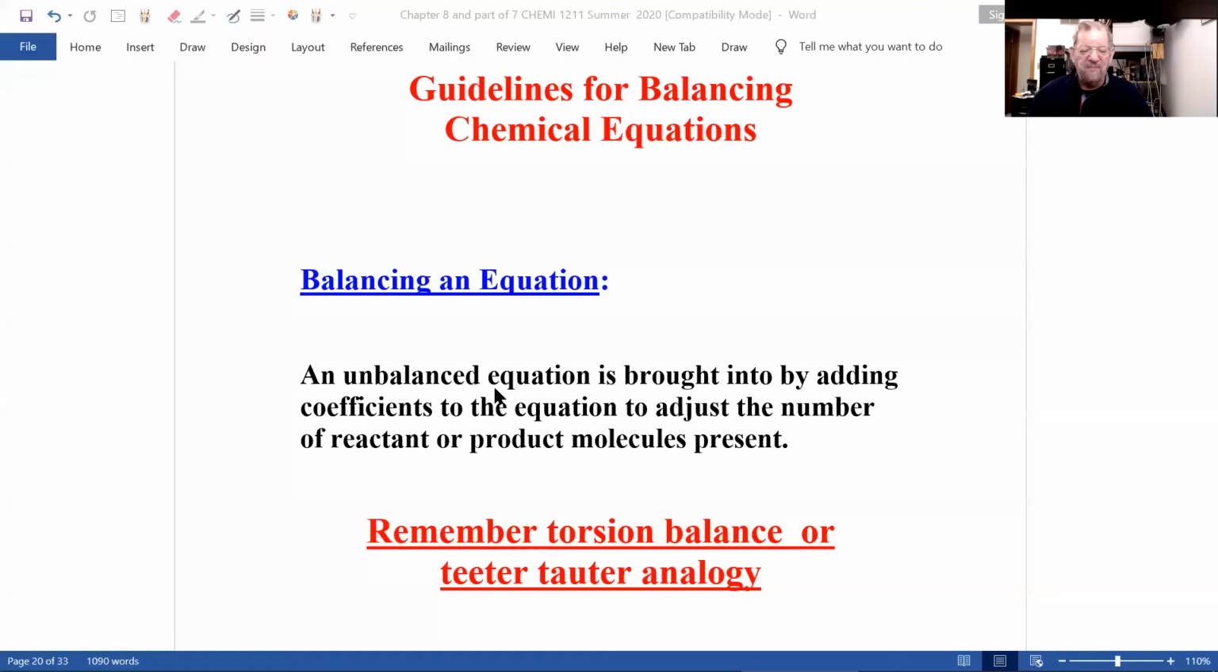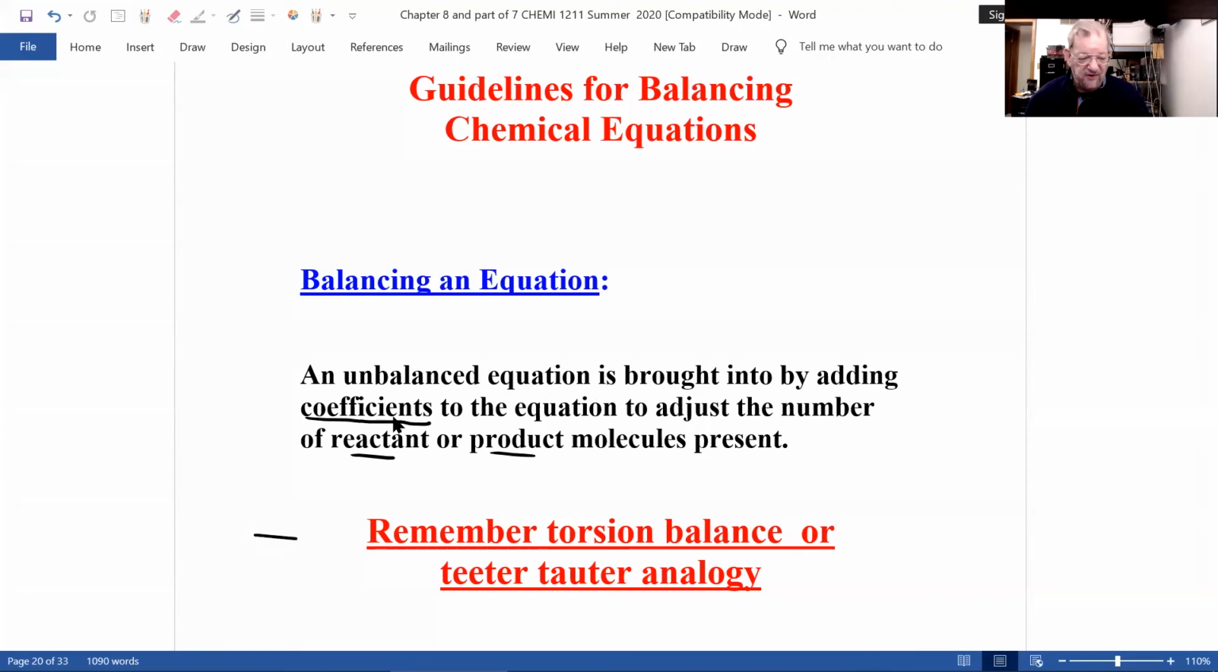When you have an unbalanced chemical equation, it's brought into balance by adding coefficients. Coefficients are numbers in front of the formula to adjust the number of reactant and product molecules, so you have the same number of atoms on both sides, and the same type of atoms.